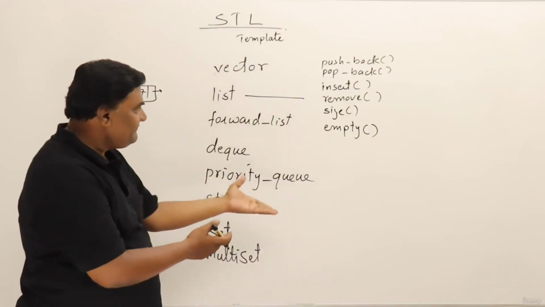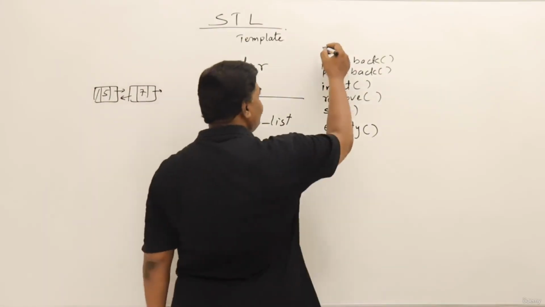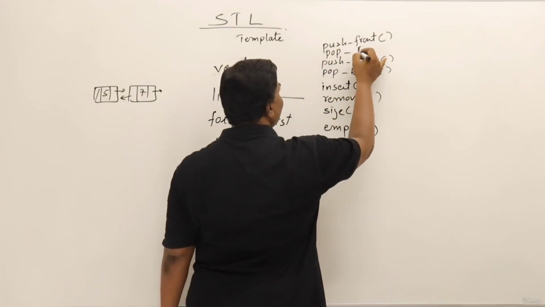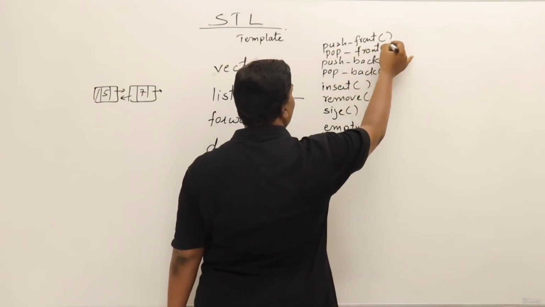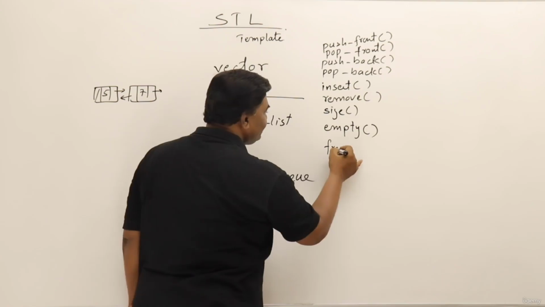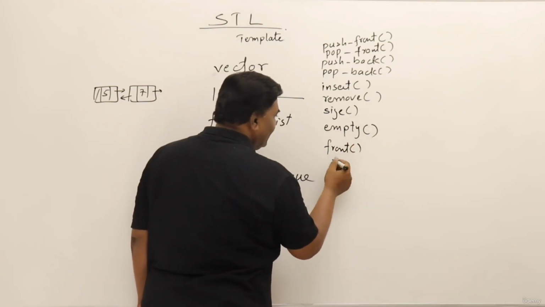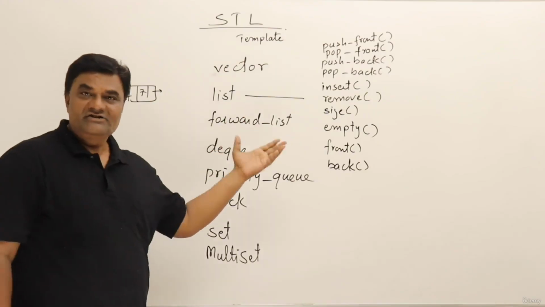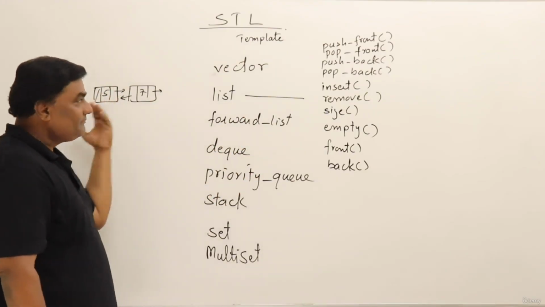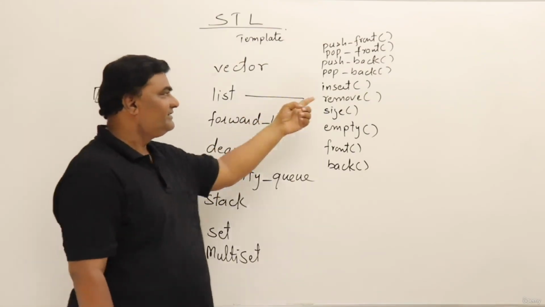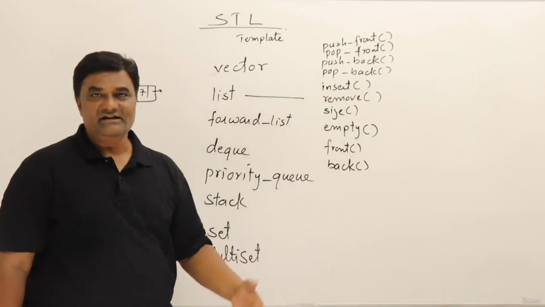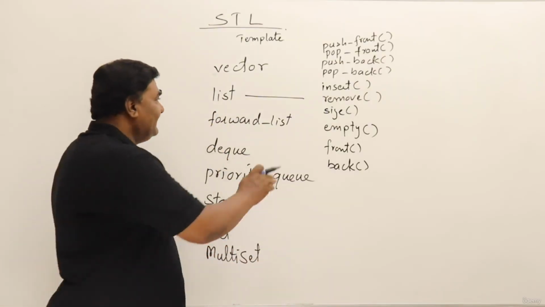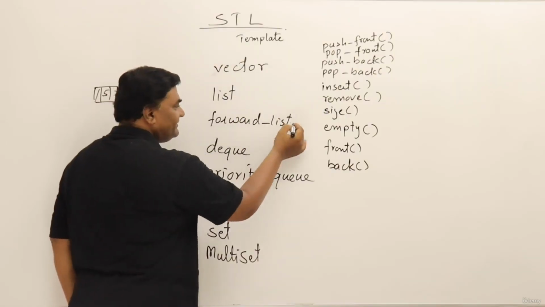Then what are the functions it has? It has the same functions, but also other functions like push front, pop front. So you can insert and delete from either end. And you can say just front and you can get the first element, and back you can get just the last element. So insertion and deletion is possible from both the ends. And for insert, you can mention an index and insert at that place. So these are the functions in list. That's all.